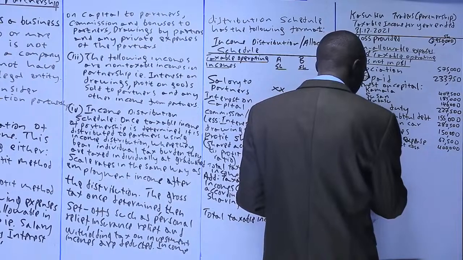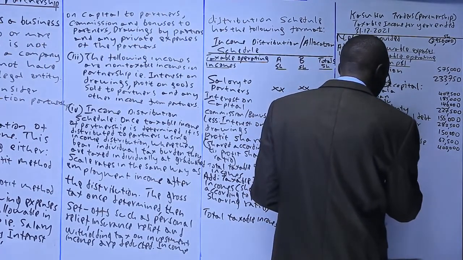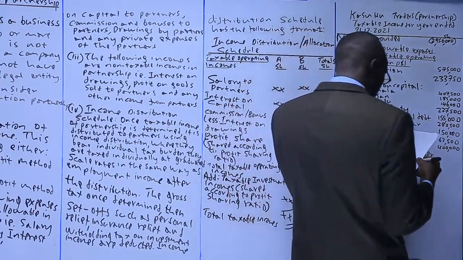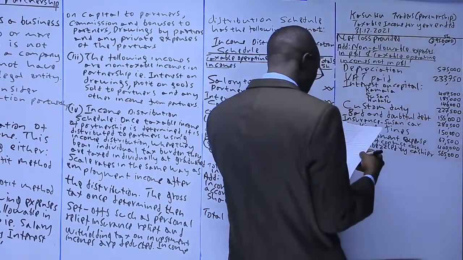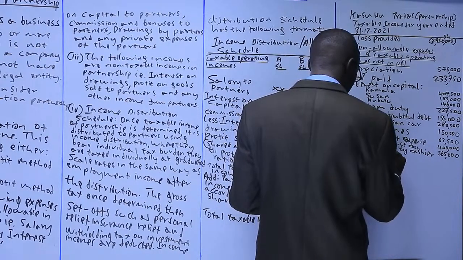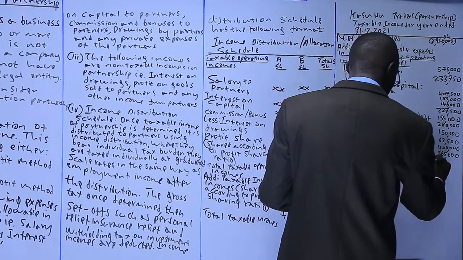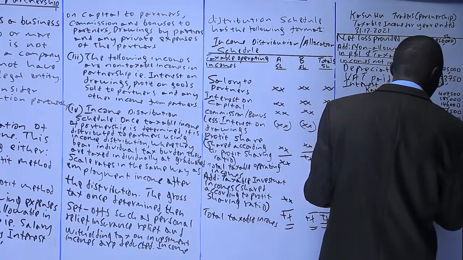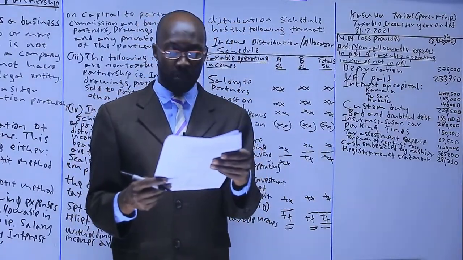Cash embezzled by cashier, 565,000. The other one is registration of trademark, which we have 281,250. After that, we go to point number 4.